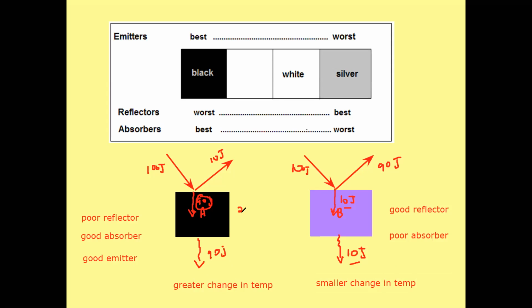For example, say both surfaces are at 20 degrees in the beginning. A absorbs energy, so its temperature will rise to a higher value, like 25. And when it loses energy, it will return back. B absorbed a small amount of energy, maybe a 1 degree rise in temperature, and then it will return back to the same original temperature after losing the heat energy. So dull and dark surfaces are good absorbers and good emitters, and they show a greater change in temperature, whether it is a rise or a fall. In both cases it will be a greater change.